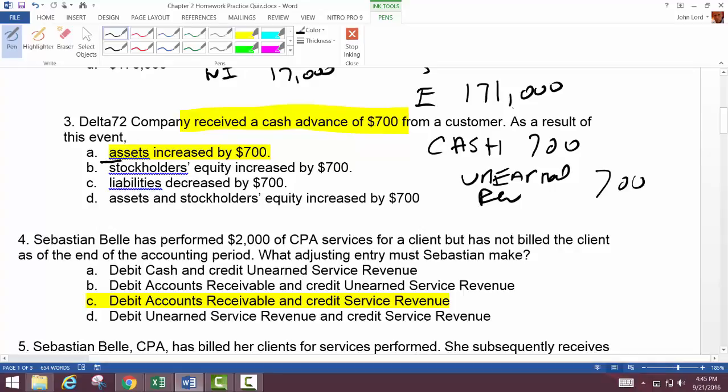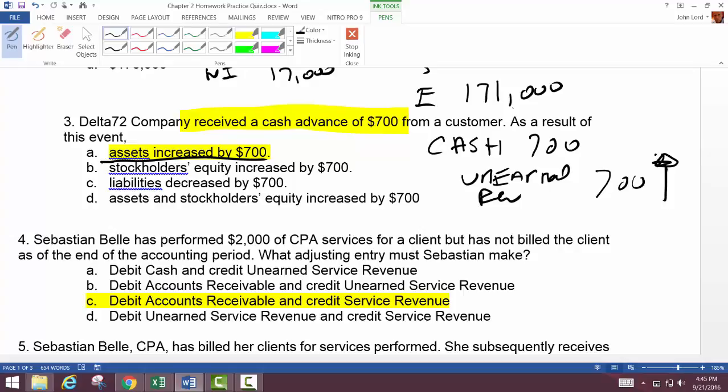Okay. So what? Only assets increased $700 here. My stockholders' equity didn't increase because I haven't provided any service yet. There's no revenue there. My liabilities didn't decrease. My liability did what? It increased, didn't it? Okay. Assets and liabilities increased by 700. Stockholders' equity wasn't affected at all, was it?